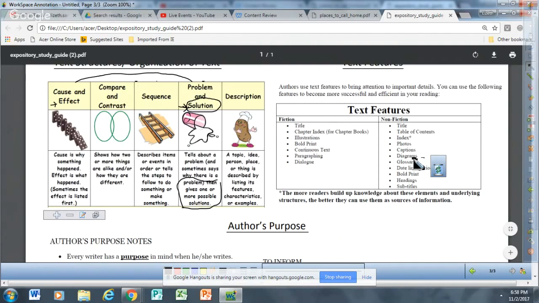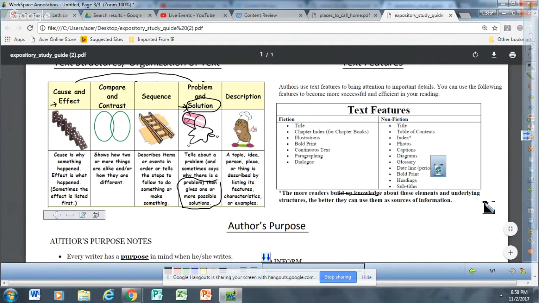Let's see, we have diagrams. Maybe there's just a drawing. Maybe there's a graph. I didn't see graph on here. Any one of those things. The first step is to identify. So build up your knowledge about these elements.